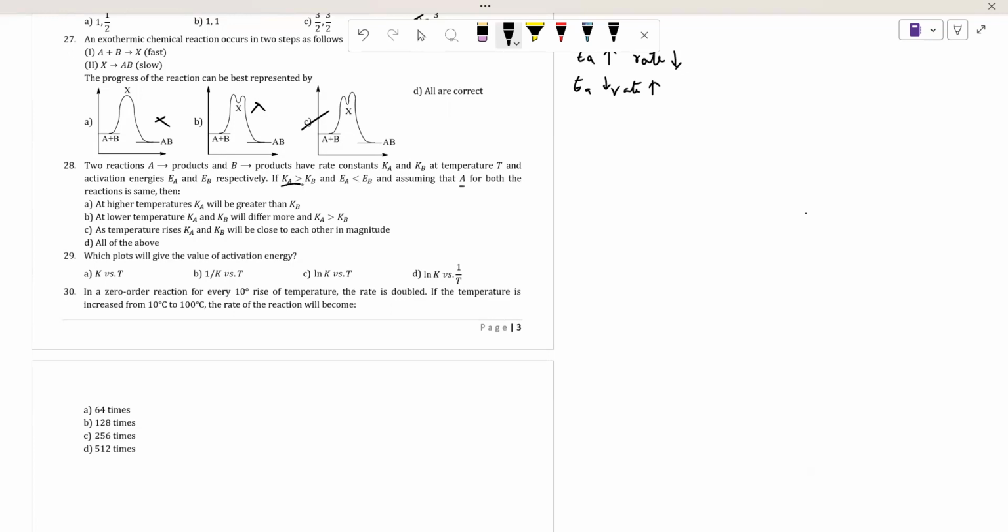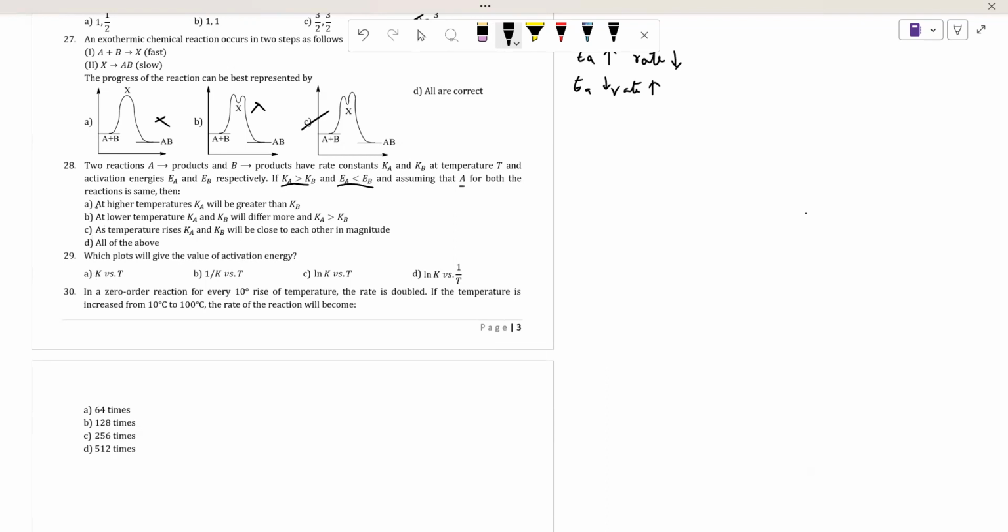So if you look at these conditions, it is absolutely correct. Why? If you are taking two reactions, according to this concept, if activation energy is high, the rate of the reaction is less. If activation energy is less, the rate of the reaction is more. So they are saying that the rate constant of the first reaction is greater than the second reaction, meaning the activation energy of the first reaction should be lesser than the second reaction's activation energy. This is perfectly correct, right? So if that is the case, which option is correct among the following is the question.